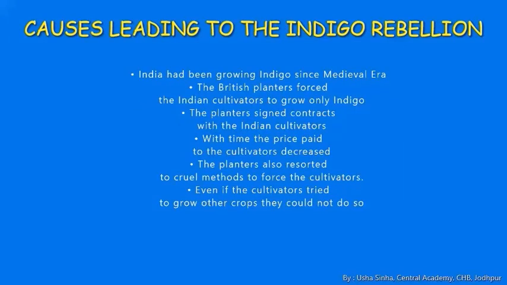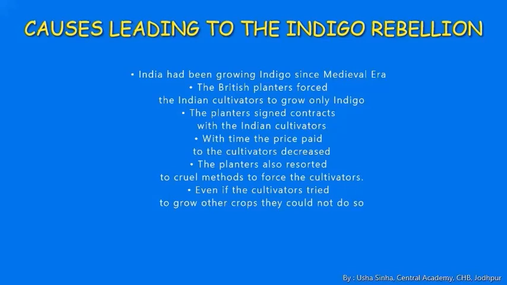Now, what were the causes leading to the Indigo Rebellion? India had been growing indigo since the medieval period, but utilized only some proportion of the land. The British planters, however, forced the Indian cultivators to grow only indigo. The planters signed contracts with the Indian cultivators that they would sow only indigo in return for a price.